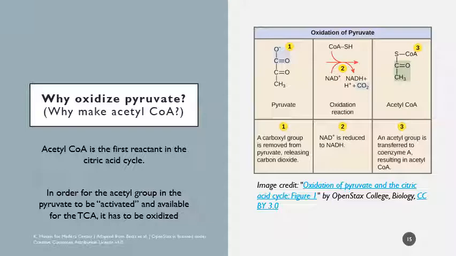cycle. So that carboxyl group is removed from pyruvate, that releases carbon dioxide. Remember, a lot of these processes release carbon dioxide. So we have that NAD becoming NADH, so we're generating a high energy carrier molecule, and we're transferring an acetyl group to coenzyme A. We're getting acetyl-CoA.